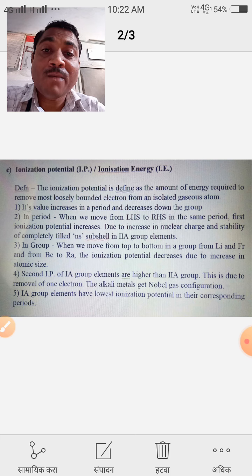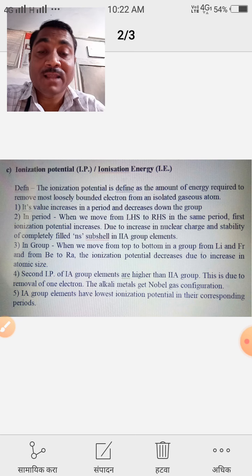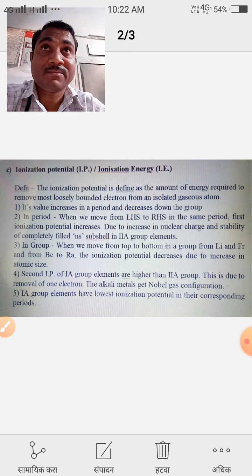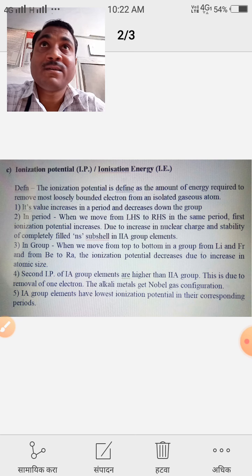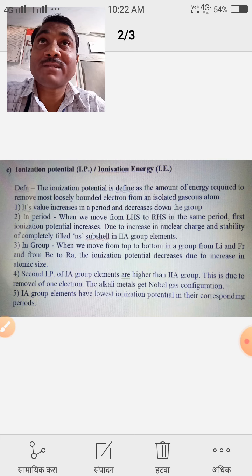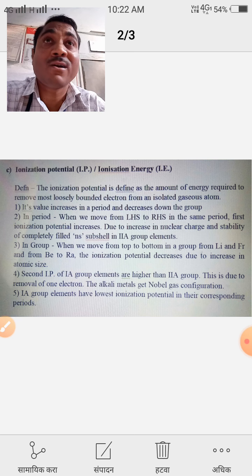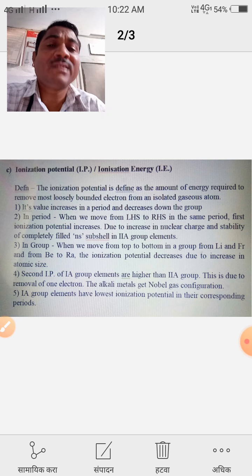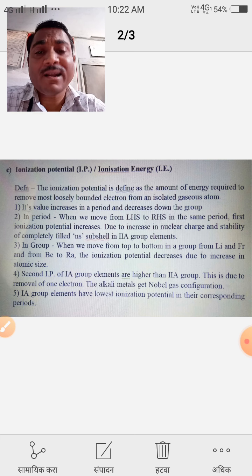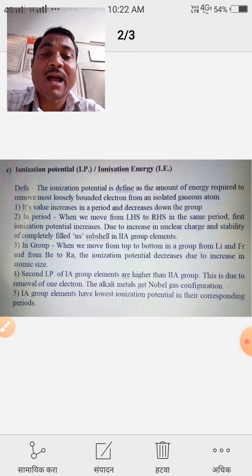When we move from top to bottom in a group, atomic number increases and atomic size also increases. That means due to the increase in atomic size, the attraction between the nucleus and the outermost electron decreases. So less energy is required to remove the electron from the last shell of an atom. That's why the ionization potential value decreases.